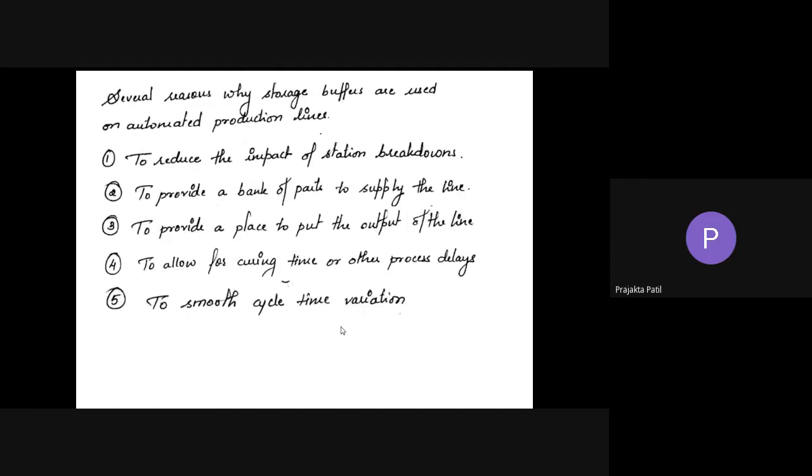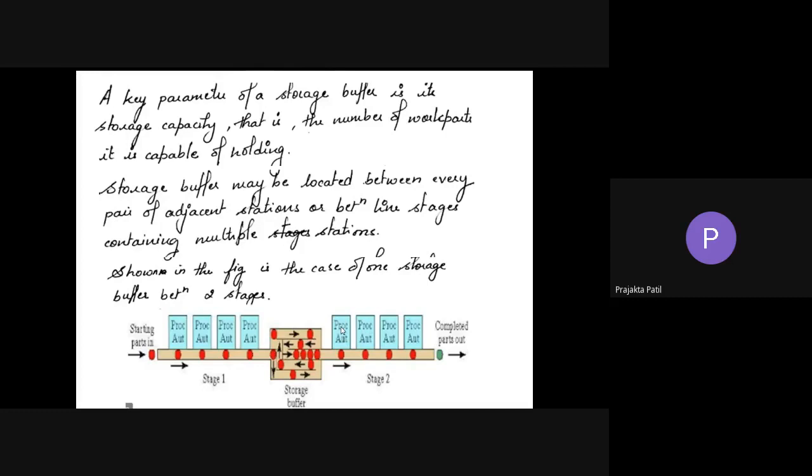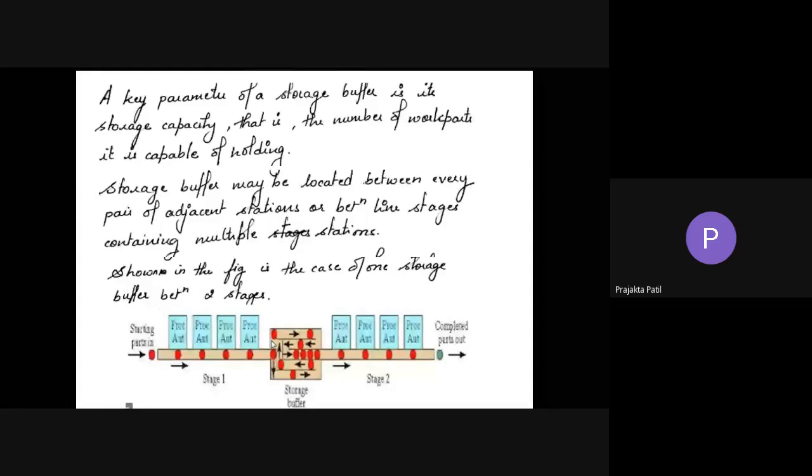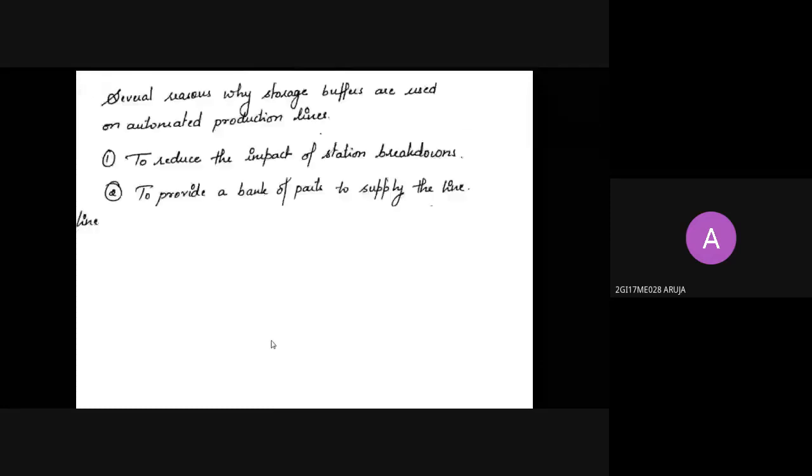Okay, so is it clear what is storage buffer? Basically, you should know this diagram. Yes? Can I get a reply? Yes, ma'am. Yes, ma'am. Okay.